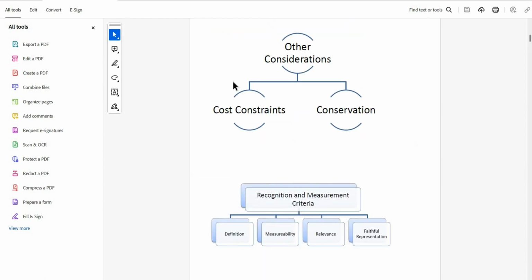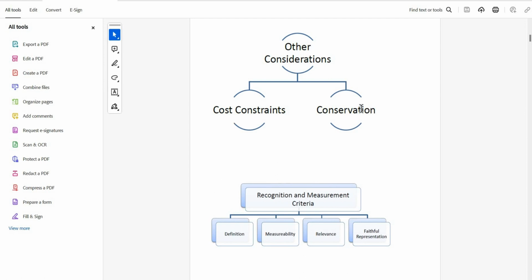Under other consideration we have cost constraint and conservatism. Cost constraint means we have limitations on cost, that is, a company always has limitations on cost. If a company is going to buy something, the company will verify it with other sellers and will pick up the seller which is suitable, which satisfies the cost without compromising the quality. So one is cost constraint. A company always has cost constraint, always has to minimize its cost.